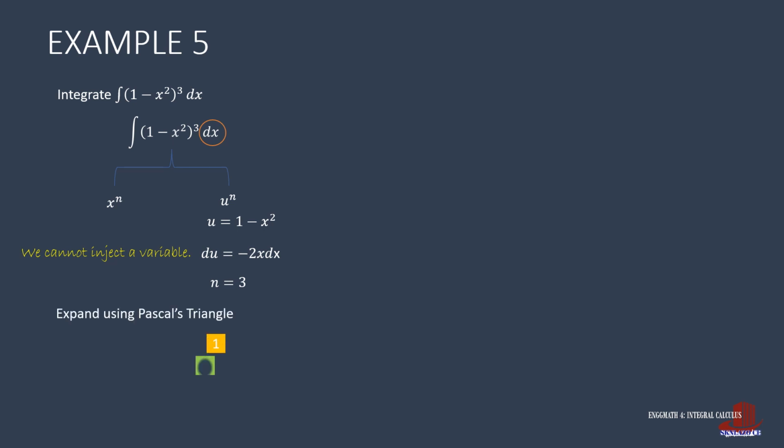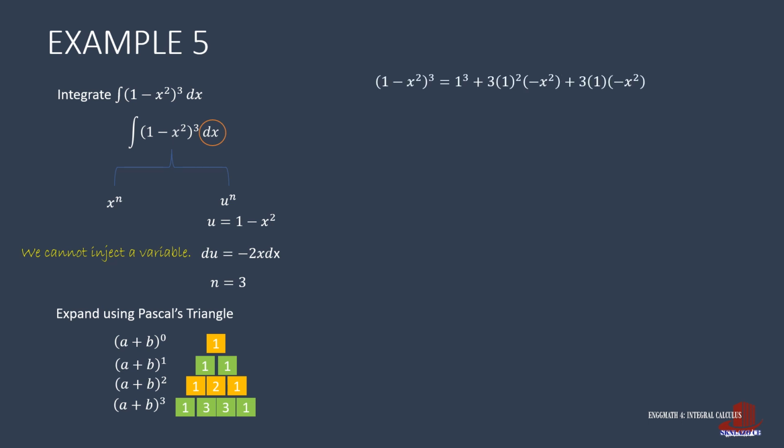So, the other method is to expand the binomial to take out the cube, using Pascal's triangle. We can identify the coefficients for expansion as 1, 3, 3, and 1. So expand the cube of 1 minus x squared as 1 cubed plus 3 of 1 squared times negative x squared plus 3 times 1 times negative x squared plus the cube of negative x squared. And this is reduced to 1 minus 3x squared plus 3x raised to 4 minus x raised to 6.